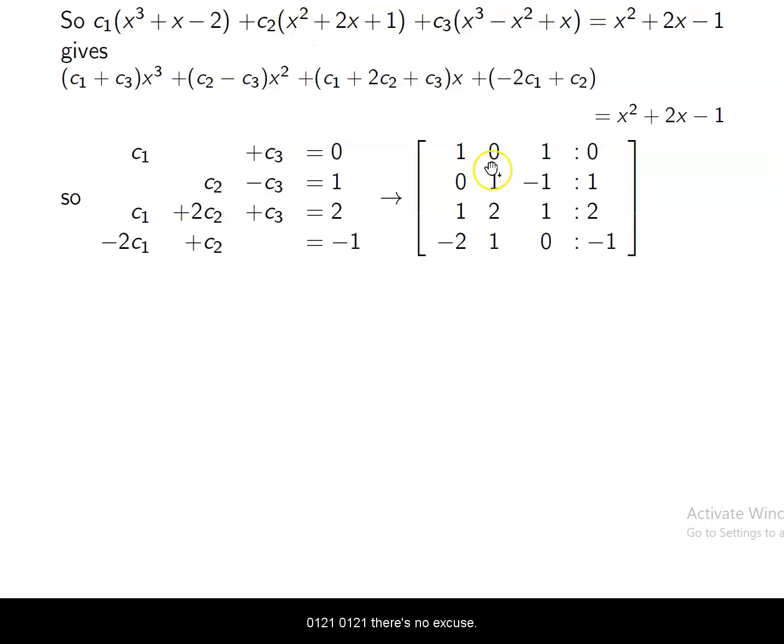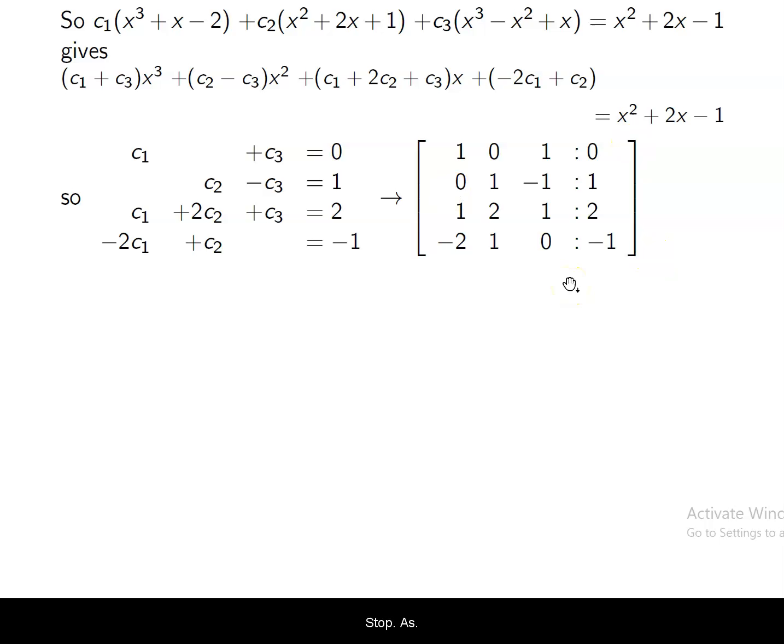0, 1, 2, 1, 0, 1, 2, 1. There's no x cubed term, right? Same thing here. For C3, there's a 1, a -1, a 1, and a 0. Okay, and then of course this is my equality vector, my right hand side, 0 x cubed terms, an x squared, 1, a 2, a -1, right?